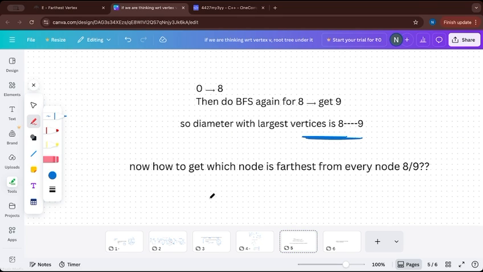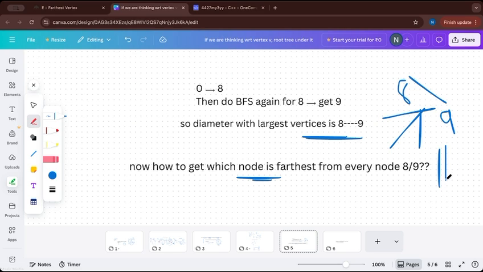And now the next thing is, we have to find the node which is farthest from every node, right? So we got the diameter, and now we have to find the node which is at maximum distance from every vertex. So how can you do that?